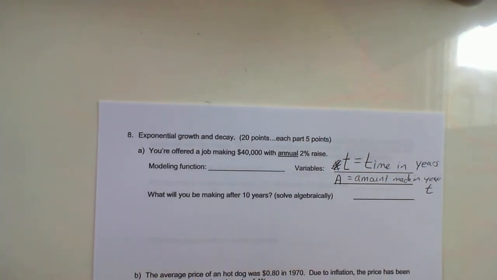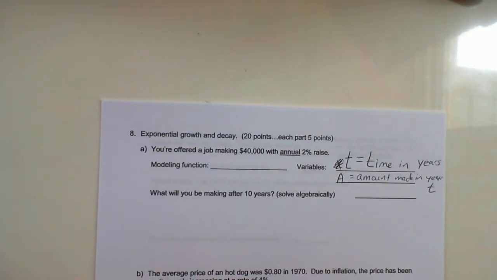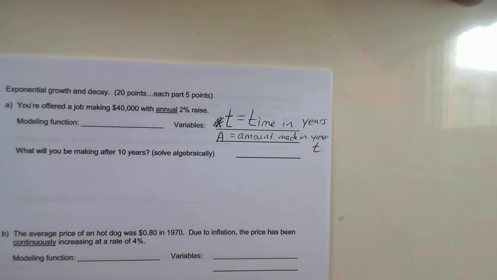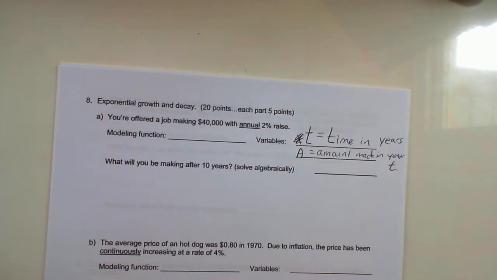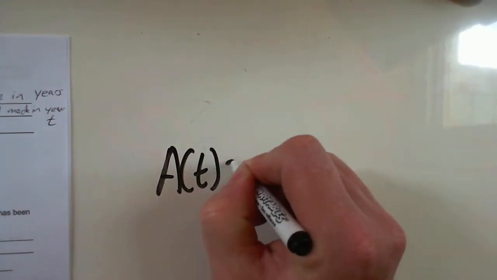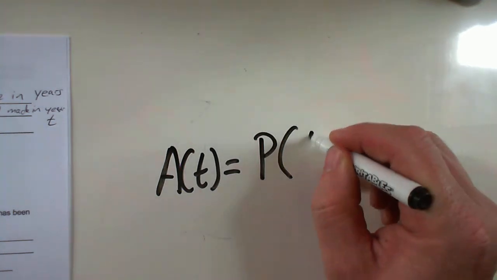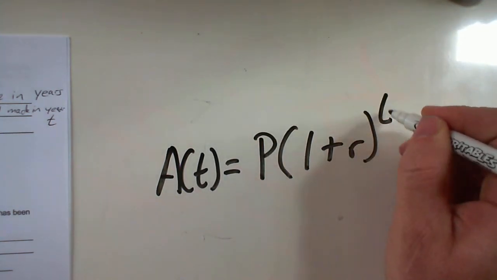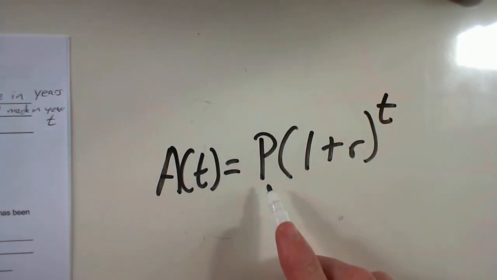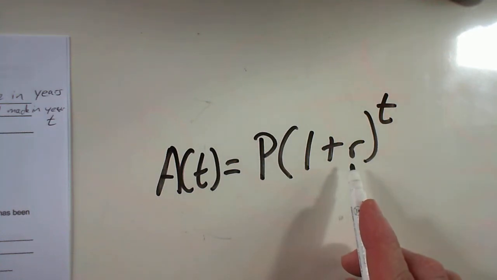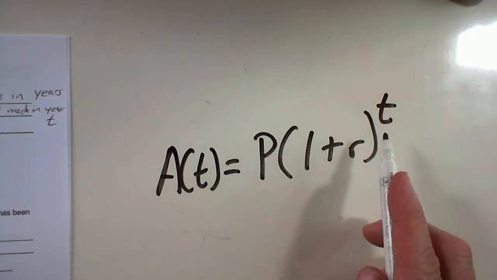So now how are we going to model this function? We're doing an annual 2% raise. If you look back in the notes, we have several different exponential modeling functions. If we have an annual raise of 2%, that means that at the end of the year, we get a 2% raise. That is our most basic exponential function. So A of t is going to be P times (1 plus r) to the t power, where P is the initial amount, r is the rate of increase, and t is the time in years.